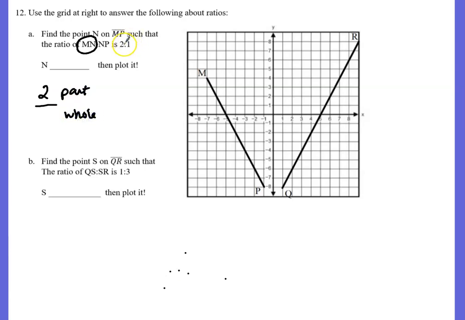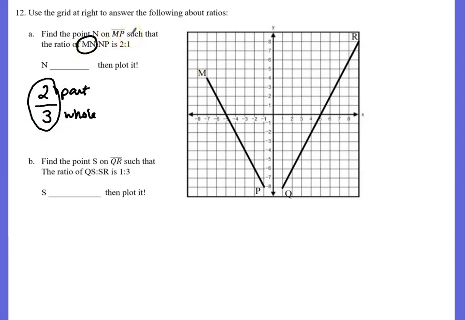But remember, we want to do the first part to the whole thing. So 2, if you add 2 and 1, you get 3. So remember, if you're trying to figure out how many parts there are to the whole, you have to add both parts of your ratio together. So I added 2 and 1 to get a total of 3. So that means I'm going to take 2/3 of the distance from M to the other end.